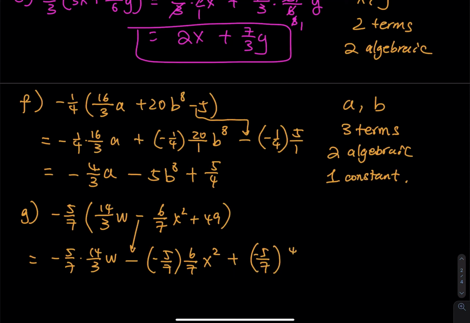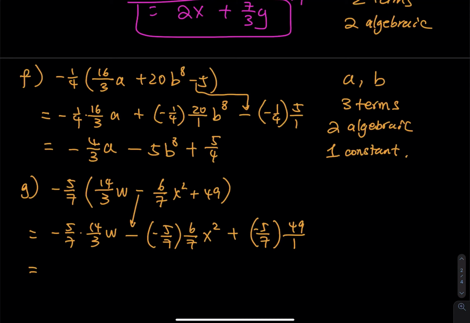All right, any simplification? Yup, the 7. 7 divided by 7 is 1. 14 divided by 7 is 2. So we have negative 10 over 3 w, minus minus gives me a plus 5, 6, 7, 7. We can simplify them. So that is 30 divided by 49 x squared. And then minus the 7. This is a 7. So that is a negative 35.